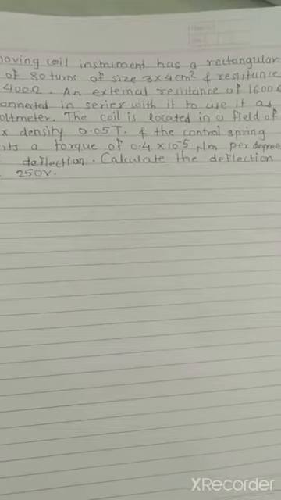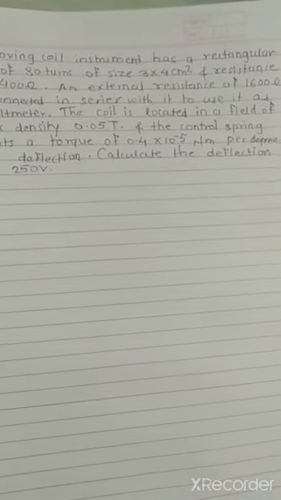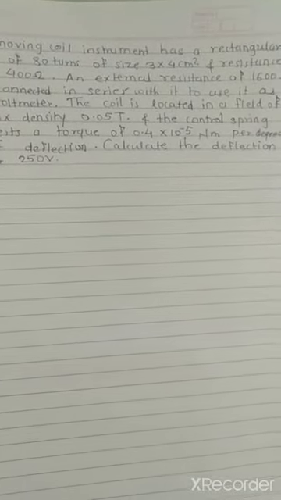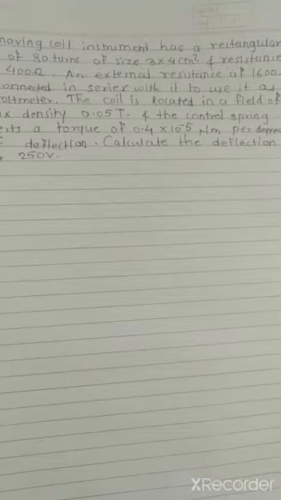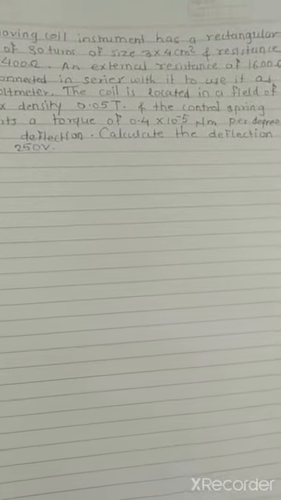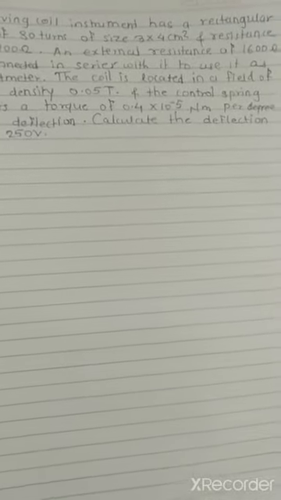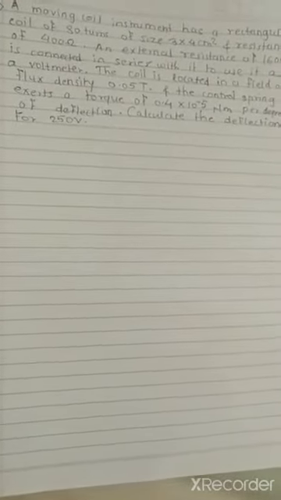The coil is located in a field of flux density 0.05 Tesla and the control spring exerts a torque of 0.4 into 10 raised to power minus 5 Newton meter per degree of deflection. Calculate the deflection for 250 volt. This is our problem statement, and now we have to find the solution for this. See the solution.